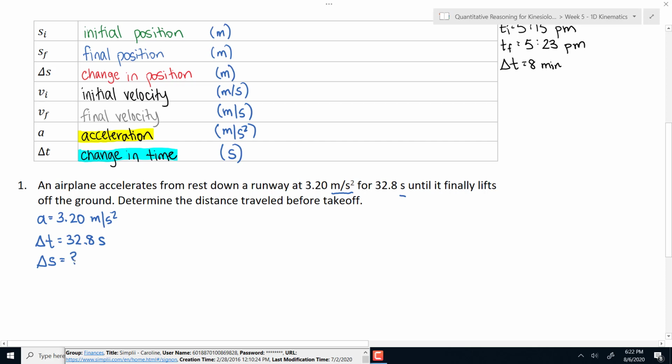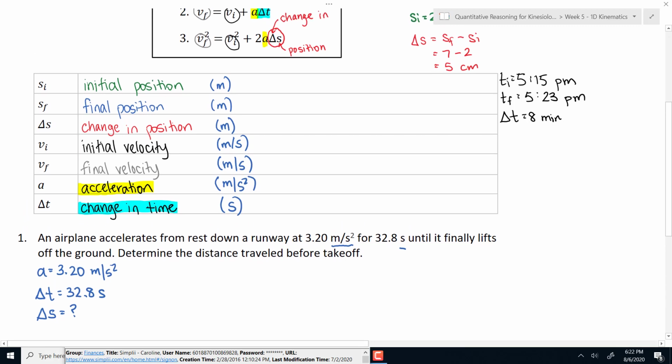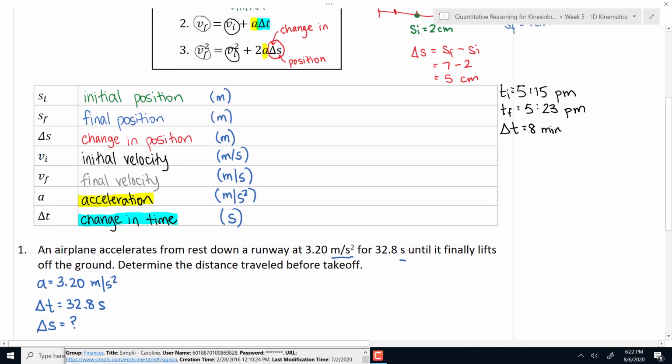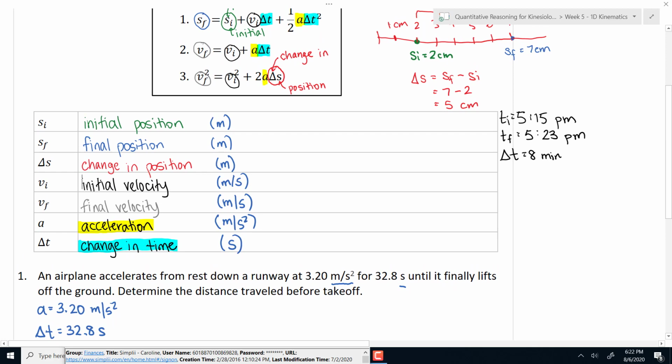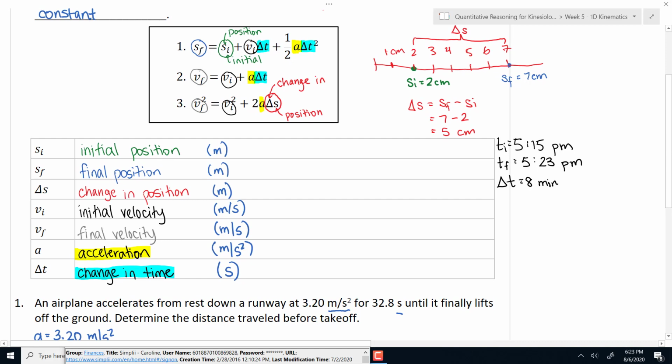Okay, so the next thing that we're going to do is identify which equation we're going to use to solve this problem. We are looking for delta S. We know A. We know delta T. Okay, so let's take a look at our 3 kinematic equations and identify which one it is that we want to use. Okay, we're looking for delta S, and we know delta T and A. So we want an equation that has A, delta T, and delta S in it.